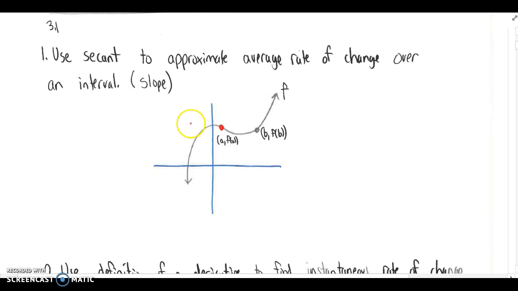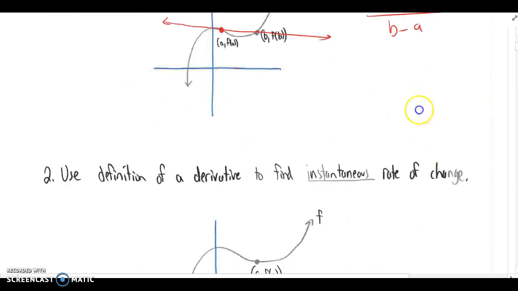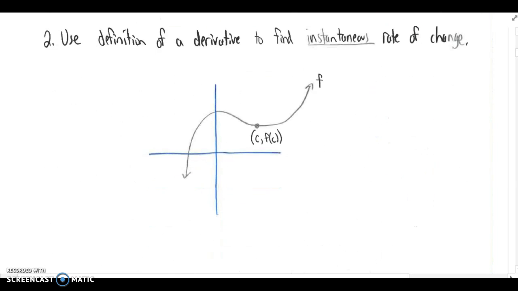I could get an approximate slope by drawing in the secant line and then calculating the slope between those 2 points, f of b minus f of a divided by b minus a, and that would give us the slope. However, that is just an average, and it's an approximation for the slope at that point. We can move point B closer to point A, we'll get our better approximation, and eventually we turn that into a limit to find the instantaneous rate of change.